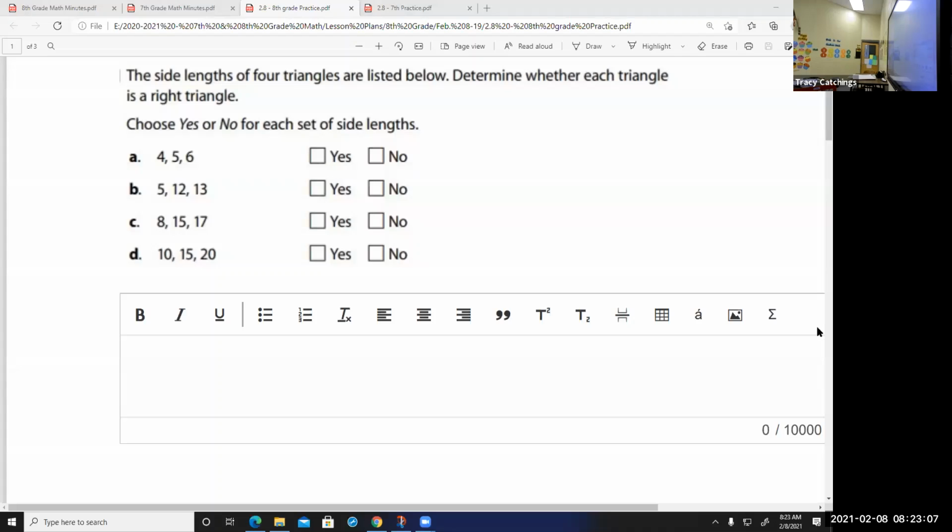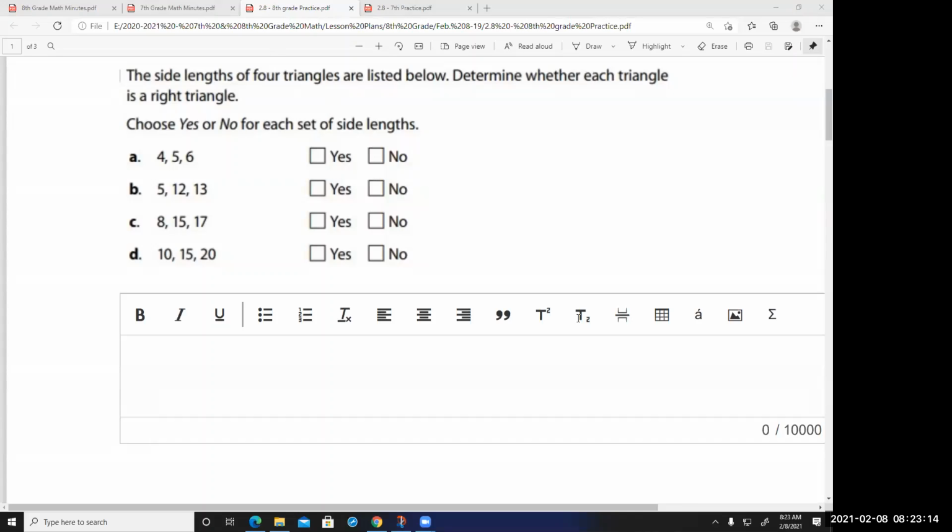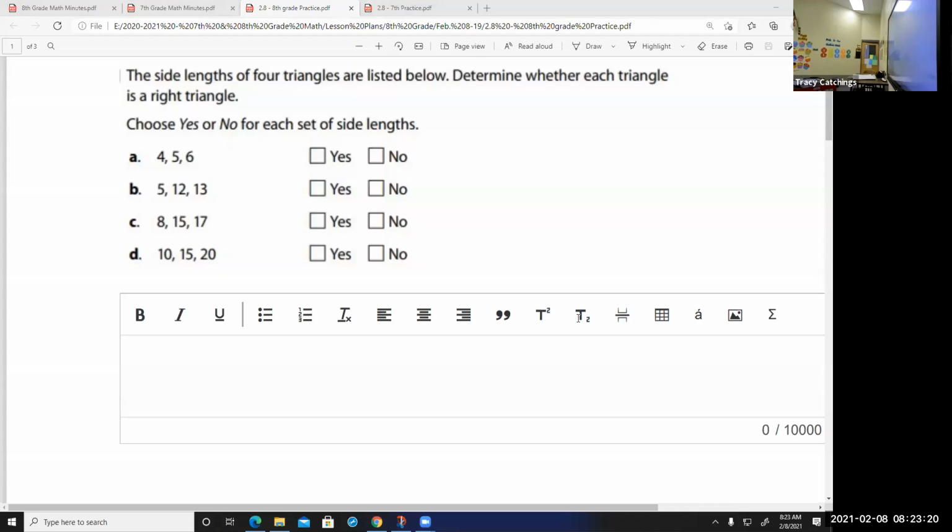All right, once you get there, somebody read number 1 to us. The side lengths of 4 triangles are listed below. Determine whether each triangle is a right triangle. Good job, thank you.